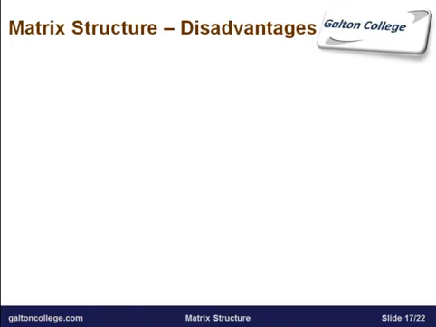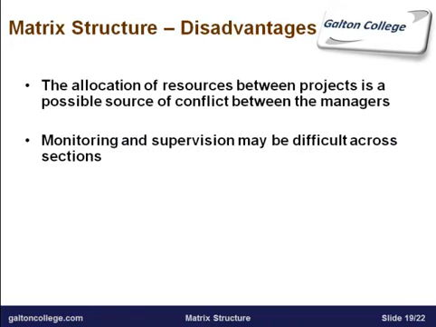The disadvantages, well, the allocation of resources between projects is a possible source of conflict. There may be a time when both project managers call for resources and there aren't enough to go around. So some sort of prioritization has to take place, and that can lead to conflict. Production can stand still in one part while the other one gets the resources. So there's always an element of competition. They want the resources when they want the resources, and that might be an issue.